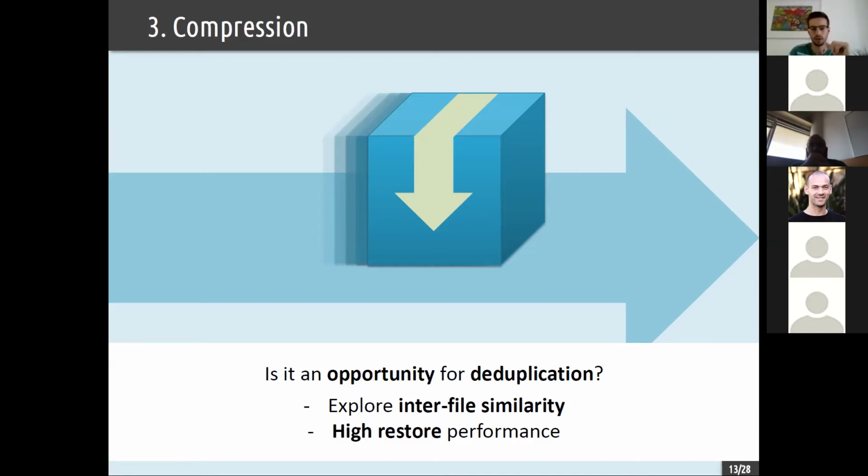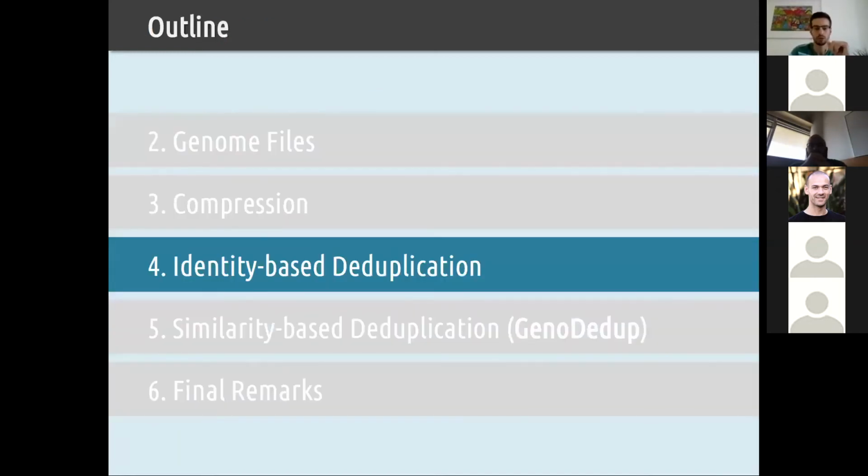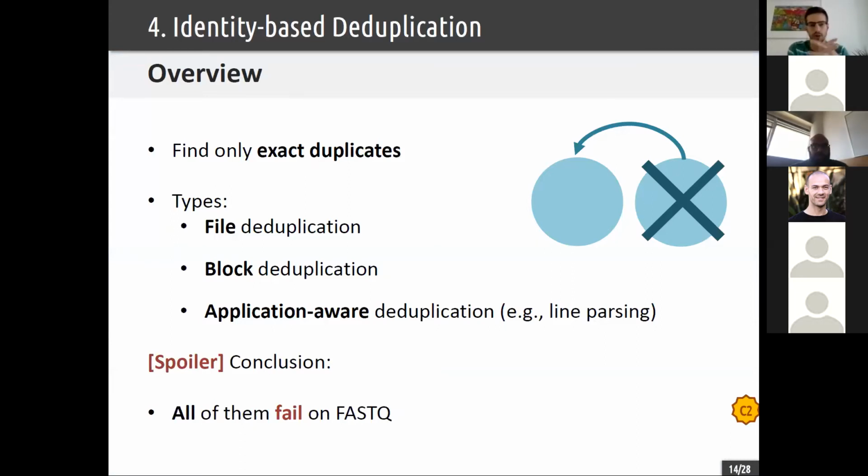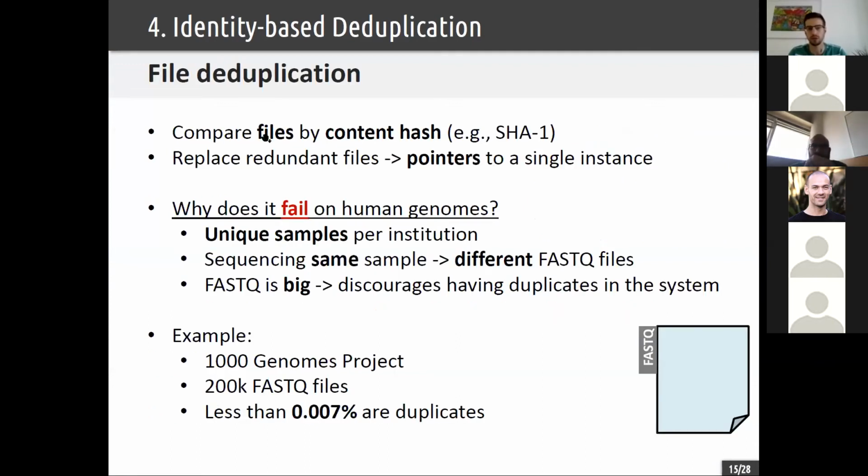So we did an experiment with identity-based deduplication to show whether it is possible or not to obtain better results with that. The idea is to find exact duplicates. We divided it into 3 types, but as a spoiler, the conclusion was that all of them fail on FastQ. So I'm going to pass really fast on each one of them. The first one is file deduplication: take the whole file, calculate the content hash, and compare the content hash of all files.